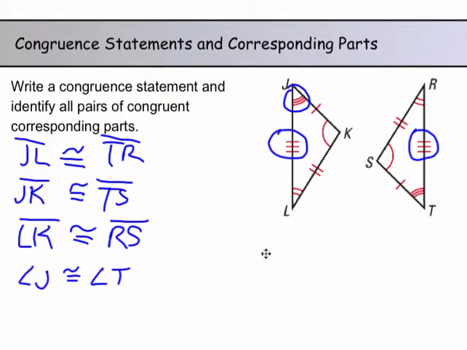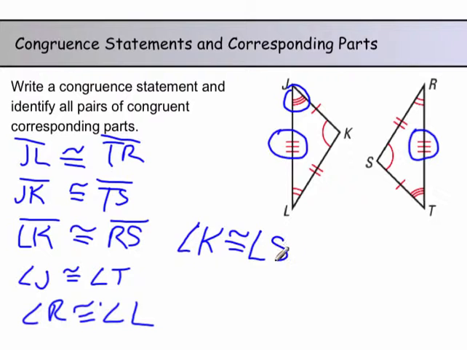Angle J is congruent to angle T. Now we'll go to the one with two, so angle R is congruent to angle L. And notice how I'm labeling the angle when I write this out with this little angle symbol. We talked about that a few weeks ago. The last angles that are congruent: angle K is congruent to angle S. So we need to make sure that we say all of these congruent parts. All of the sides have to be congruent, and all of the angles have to be congruent.